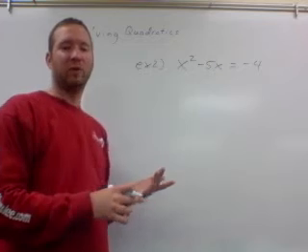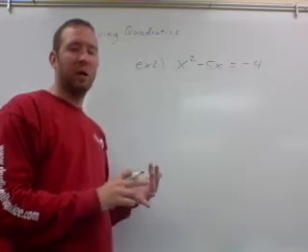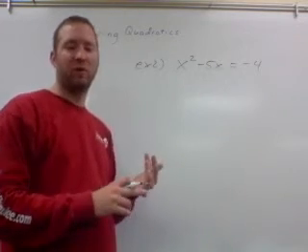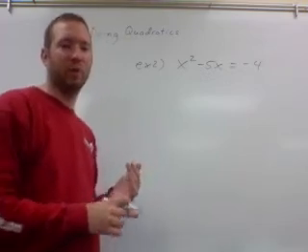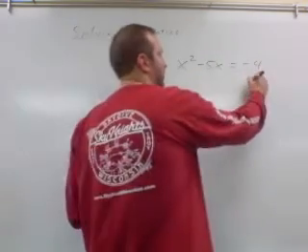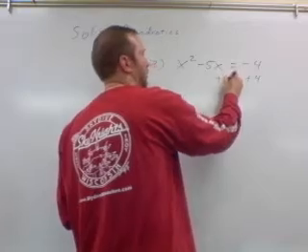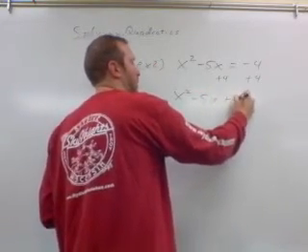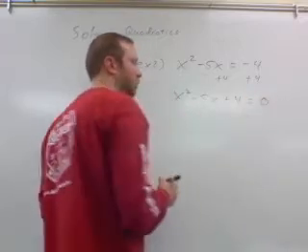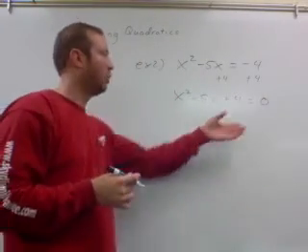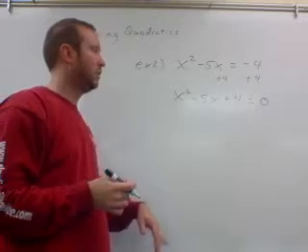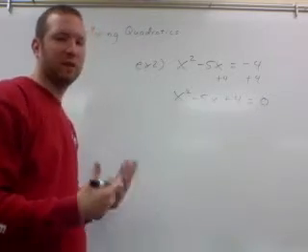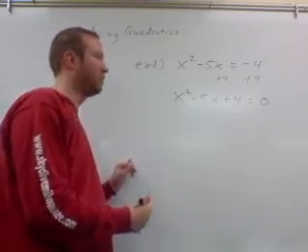So the first thing I'm going to do is see if I can factor this. As I mentioned in the beginning of the video, in order to factor, you have to get it set equal to 0. So I'm going to add 4 over. So I get x squared minus 5x plus 4 equals 0. Okay, so now my goal is to see if I can factor this. In order to factor it, I have to do my product sum numbers. Again, make sure you watch the factoring video.